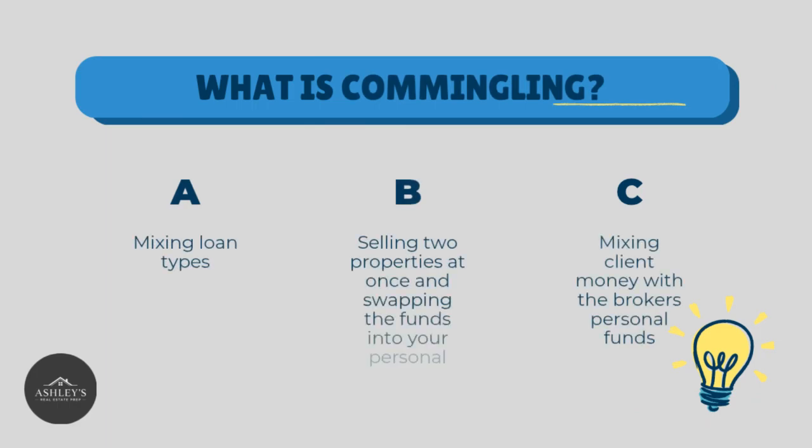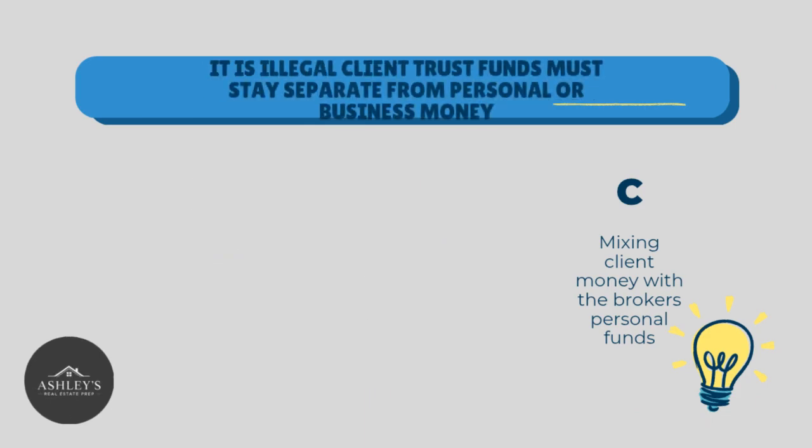What is commingling? A. Mixing loan types. B. Selling two properties at once and swapping the funds into your personal account. C. Or mixing client money with the broker's personal funds. The answer is C, mixing client money with the broker's personal funds. It is extremely illegal. Client trust funds must stay separate from personal or business money.